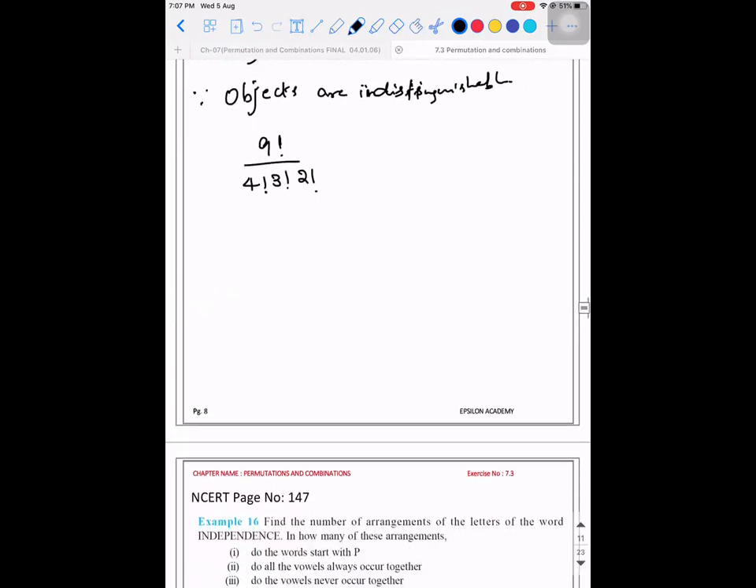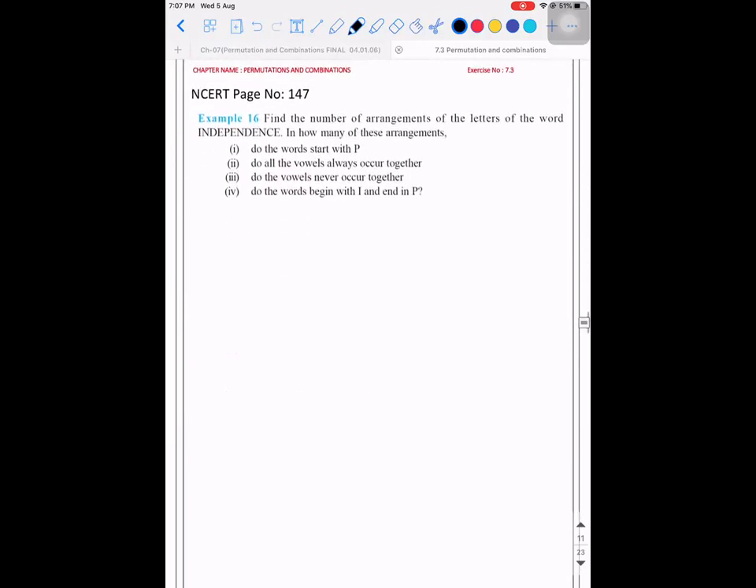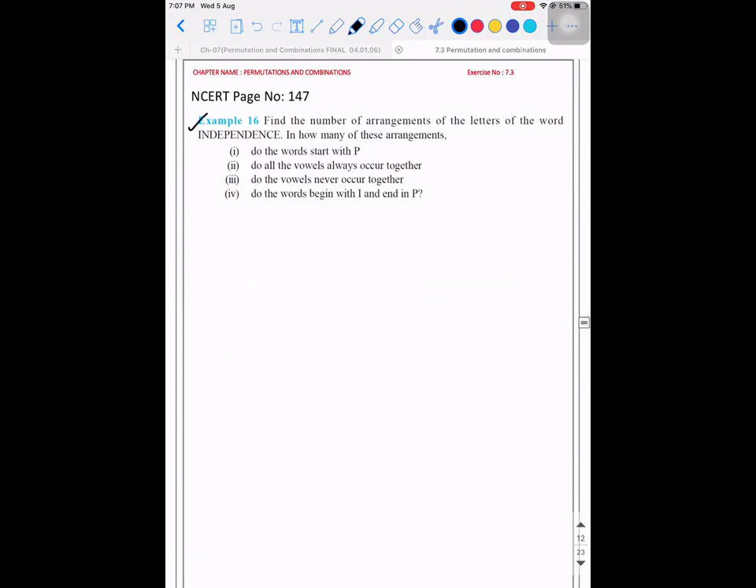Now see the example number 16. Find the number of arrangements, means permutations, of the letters of the word independence. In how many of these arrangements do the words start with P? So, solution. This also is an important question, mark it.